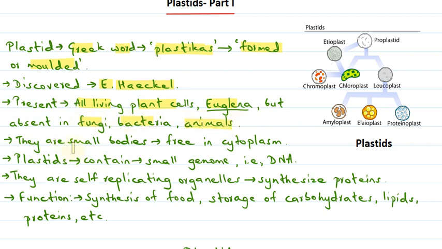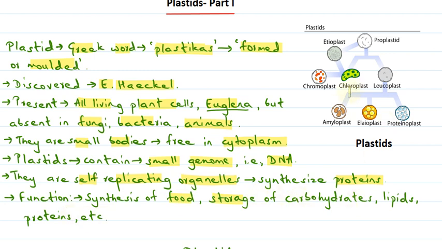And these plastids are small bodies that are found free in the cytoplasm of the cell, and they are often more or less spherical or disc shaped in structure. All the plastids contain a small genome, that is DNA, and they are self-replicating organelles that are capable of synthesizing their own proteins. And what is the main function performed by plastids? The main function is that they help in synthesis of food, and in storage of carbohydrates, lipids, proteins, etc.